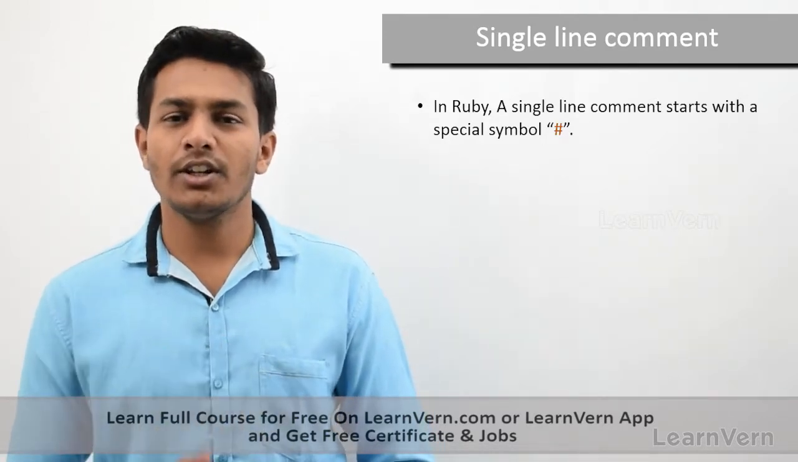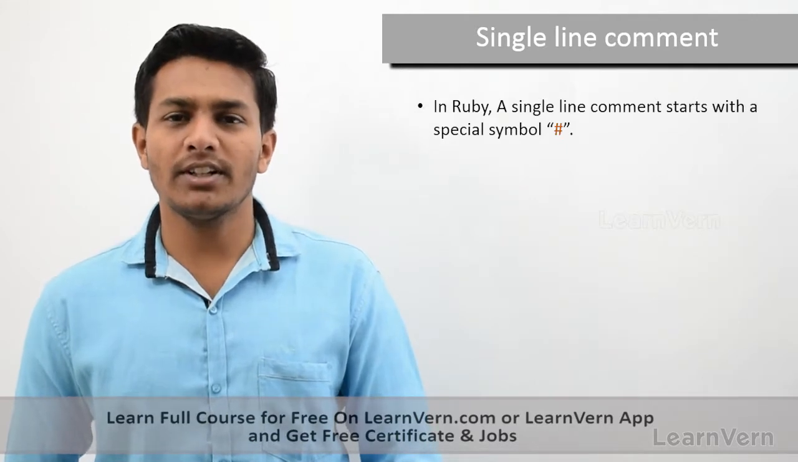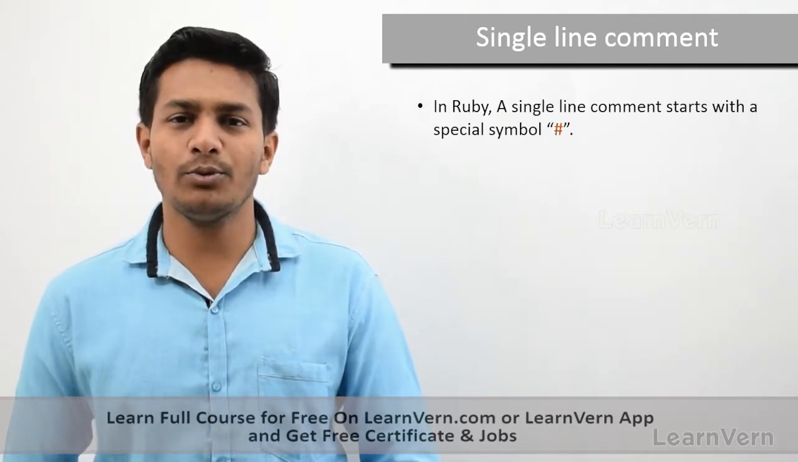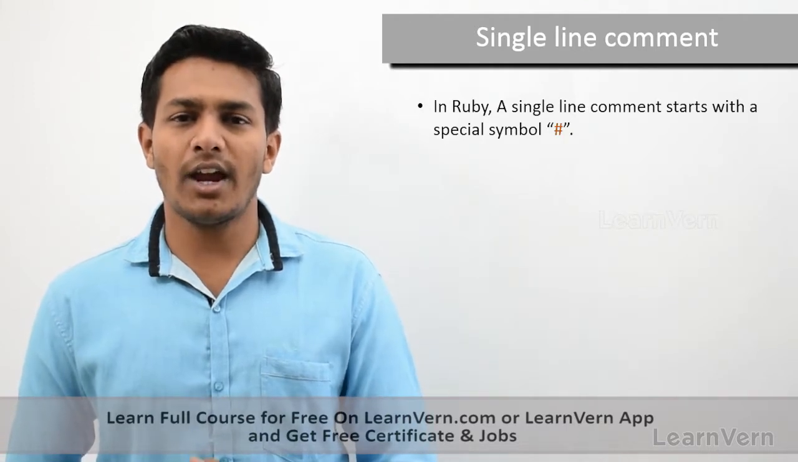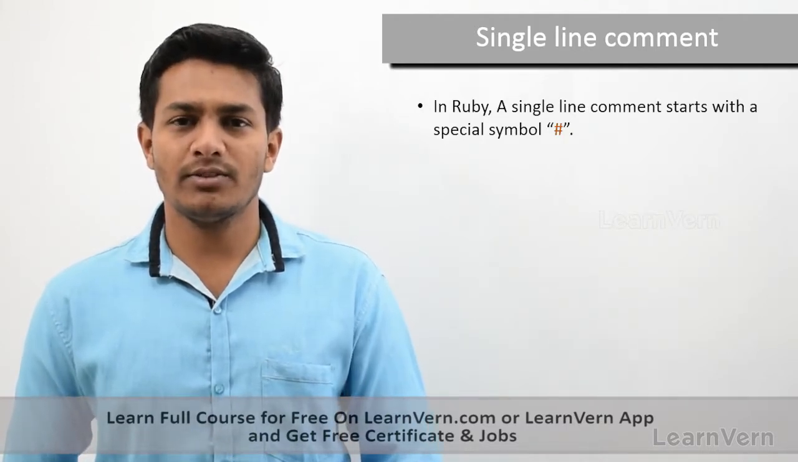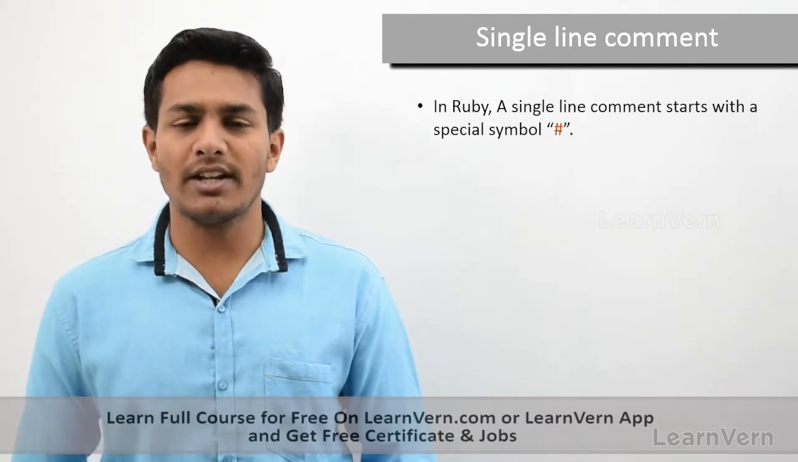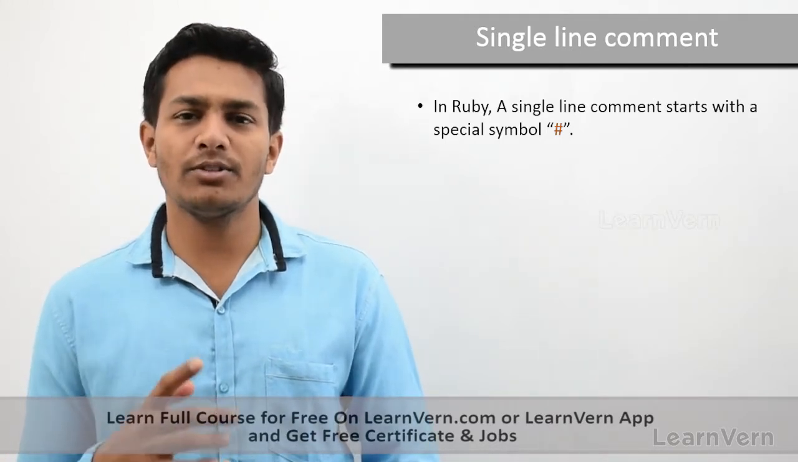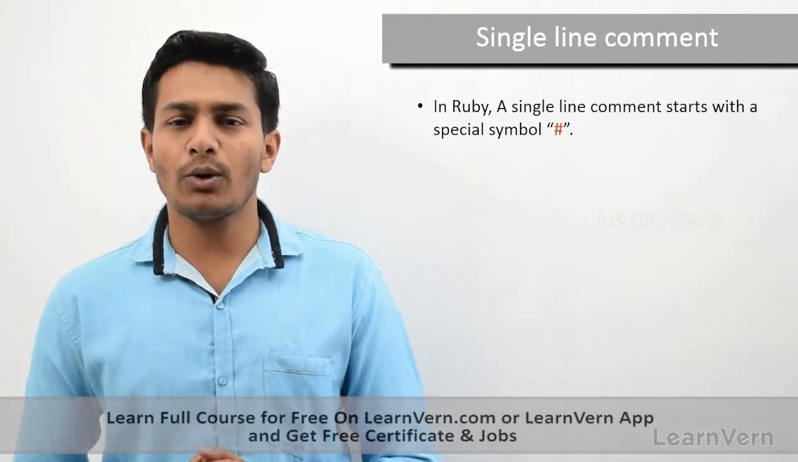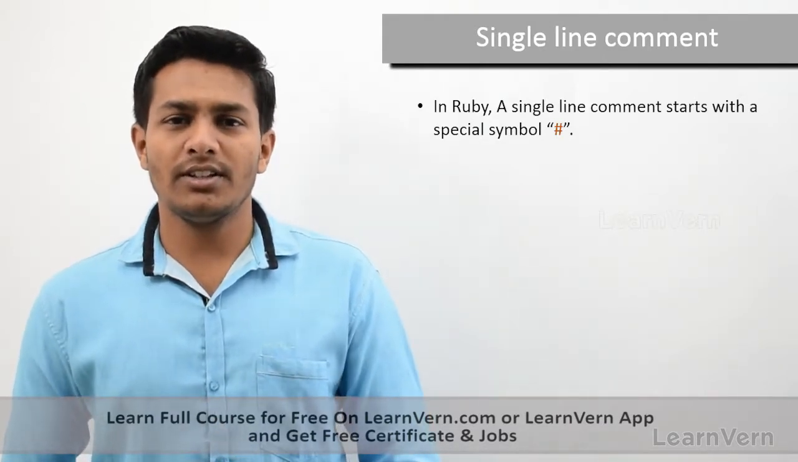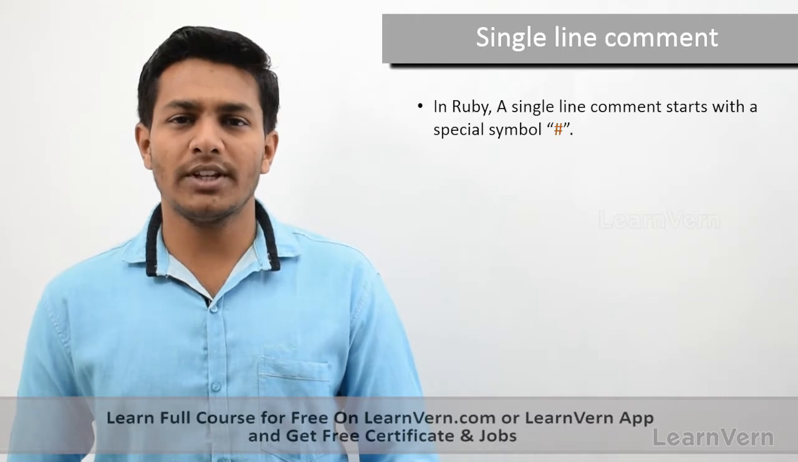Here on the screen you can see an example where on the very first line I have created a comment, and after that line I have printed a string. So at runtime, the line I have written on the very first line won't get executed, and it will only print the string that I have written in the puts statement.